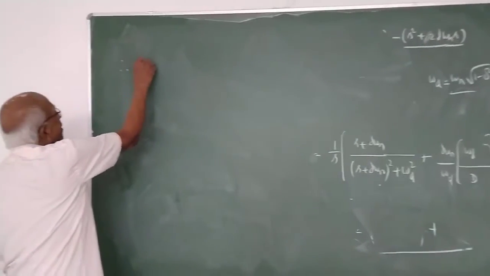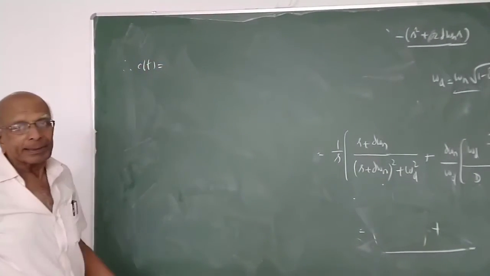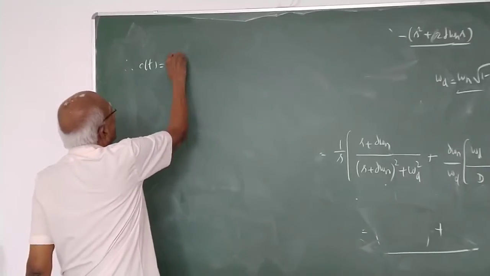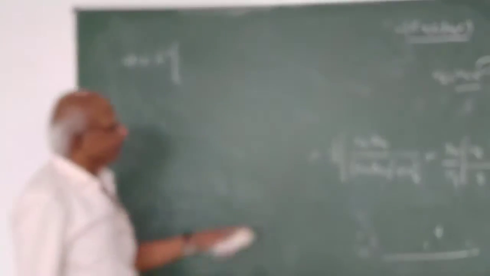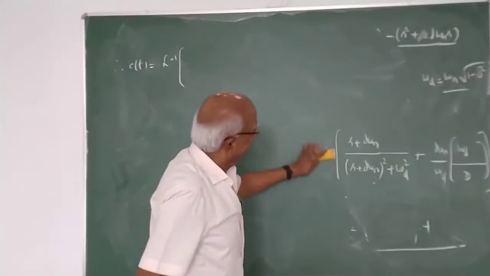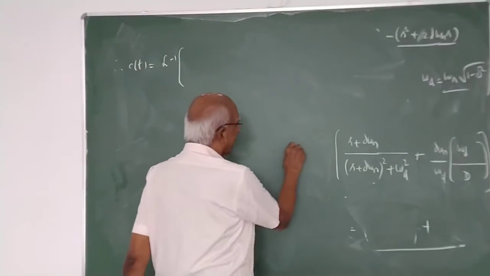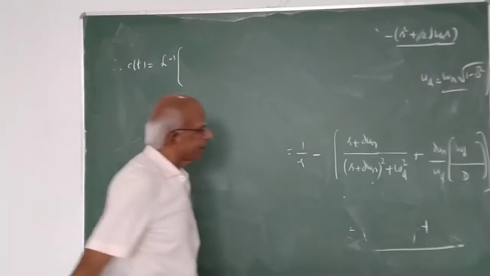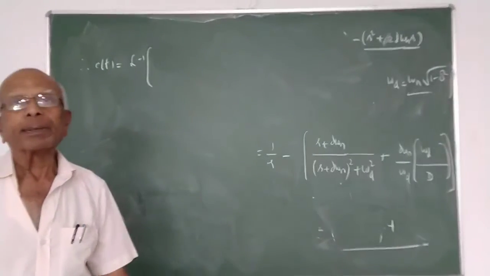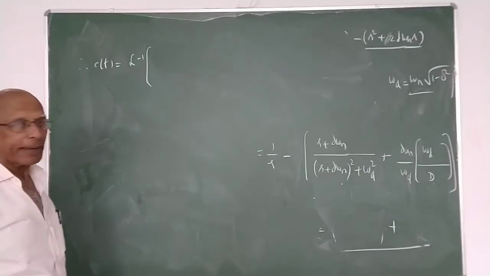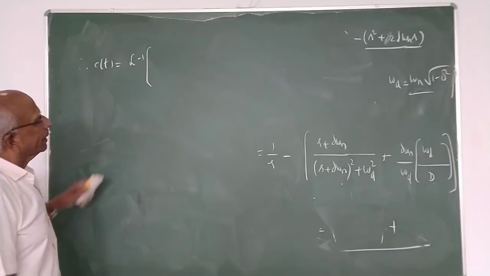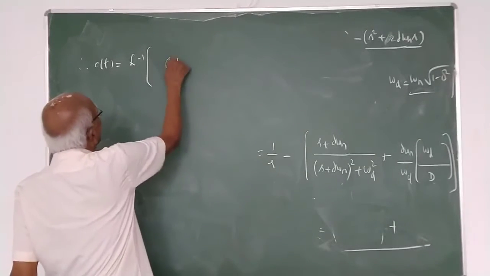Therefore, c(t), the response required, is what? Laplace inverse of, right? This is 1 by s plus, isn't it? Sorry. This is 1 by s minus of s. Please check. Please excuse me for the mistake if it is there. So what is the Laplace inverse of the right hand side, correct?